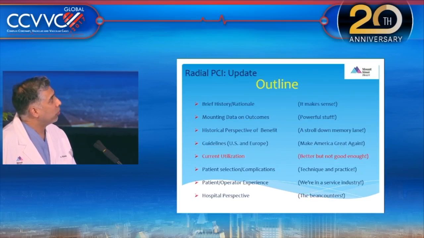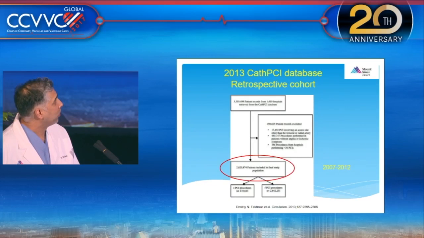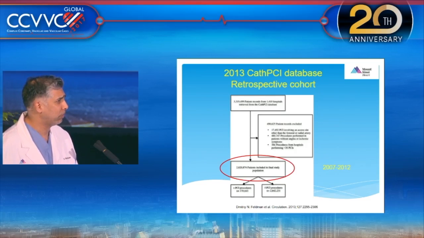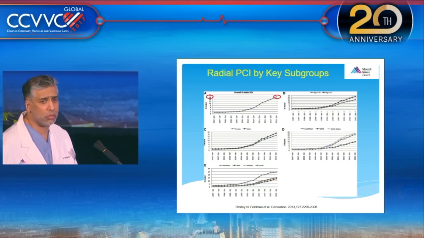Well, what is the current utilization in America? It's better, but it's still not close to good enough. This was a look at 2013, again, the CathPCI database, about 3 million patients.